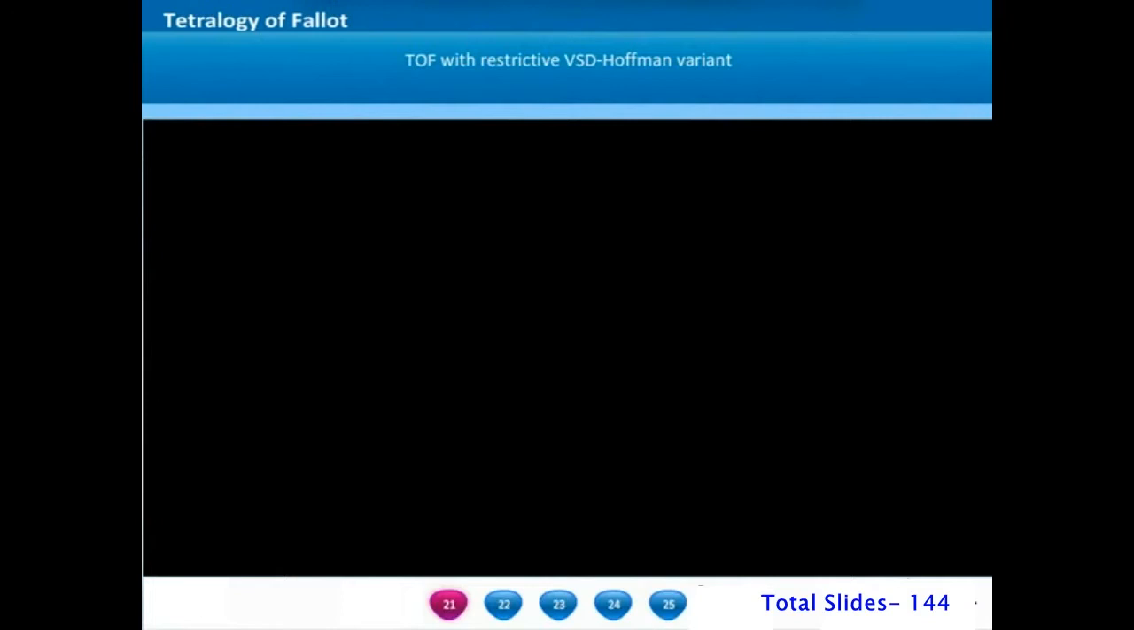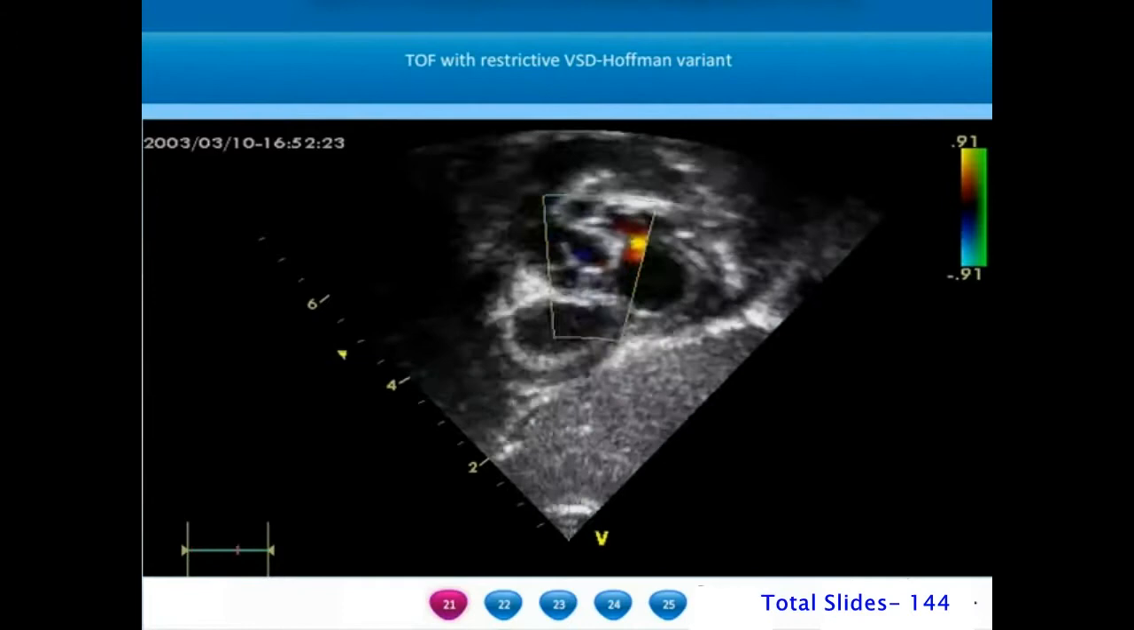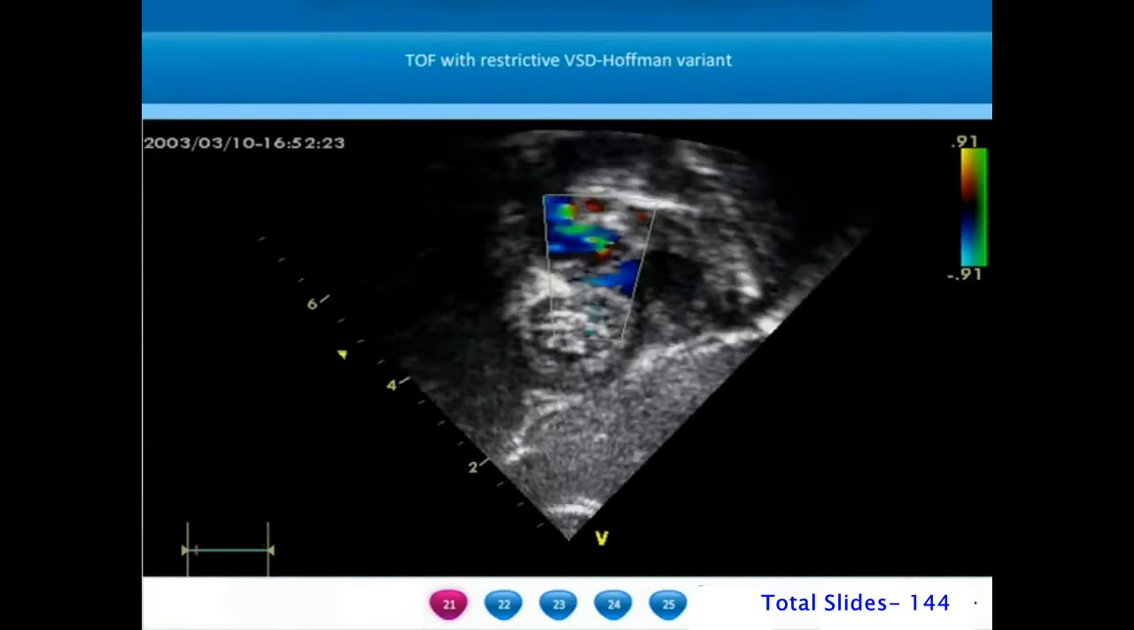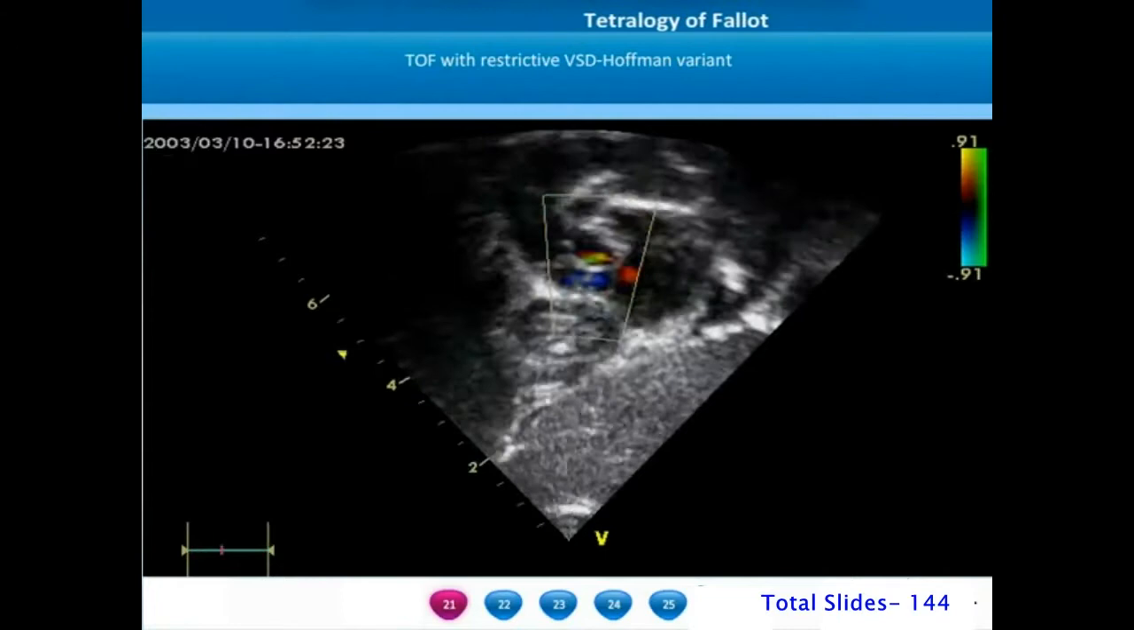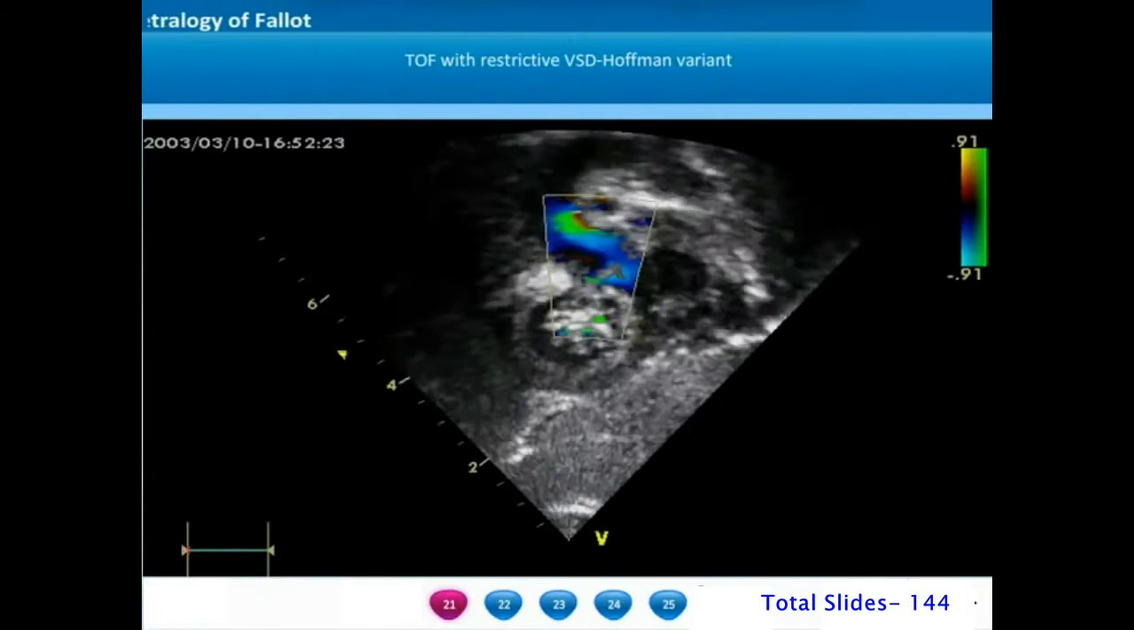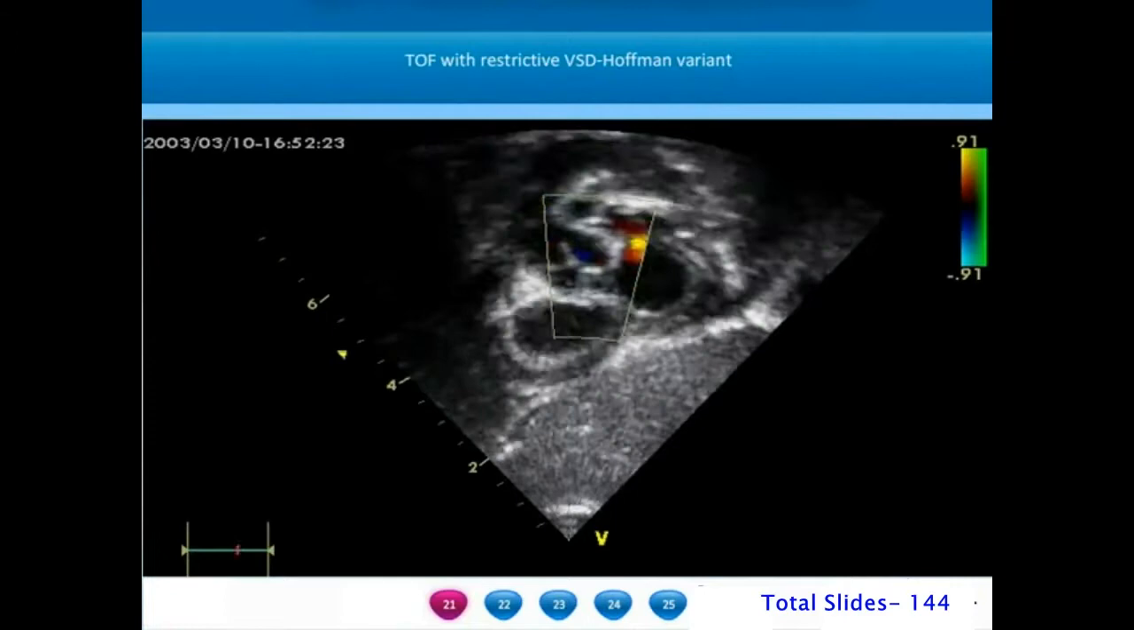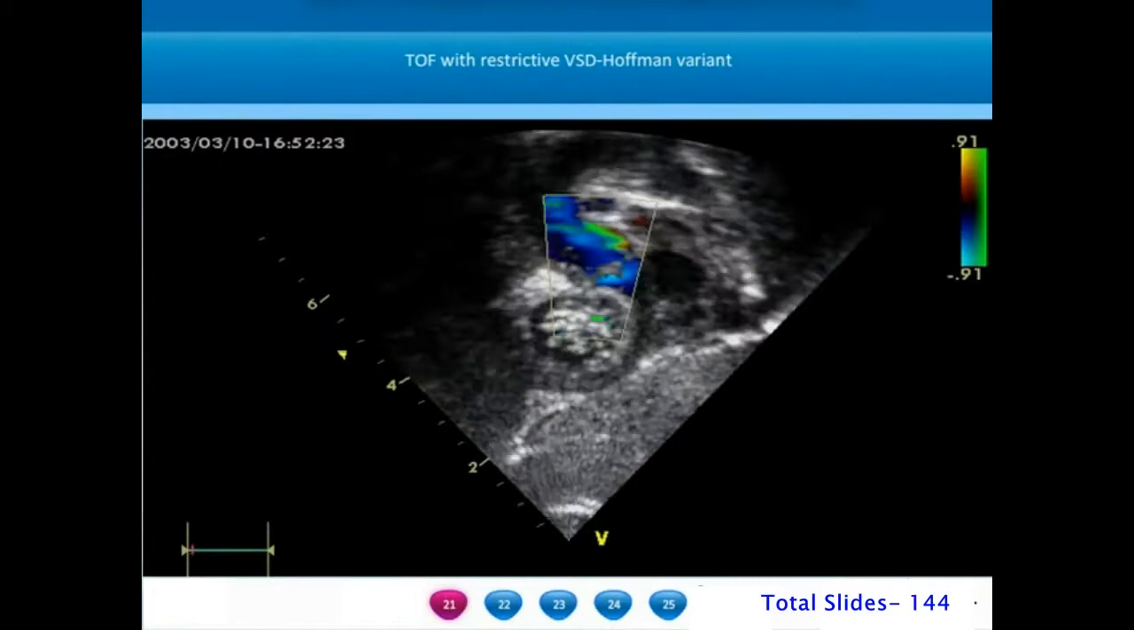In this subxiphoid short axis view, we are able to appreciate a turbulent color flow into the aorta from the right ventricle. In tetralogy, which are associated with large non-restrictive ventricular septal defect, the right ventricular systolic pressure and aortic systolic pressure will be the same, and there will not be any turbulence of blood flow from the right ventricle into the aorta. However, in this example, we can appreciate a turbulent color flow into the aortic root in spite of having the color scale Nyquist limits at 0.9 meter per second.